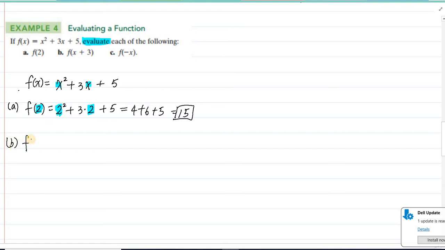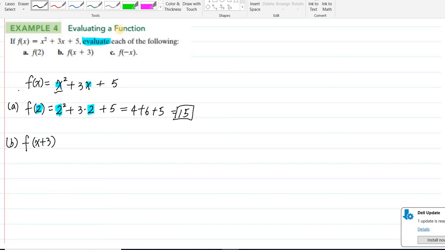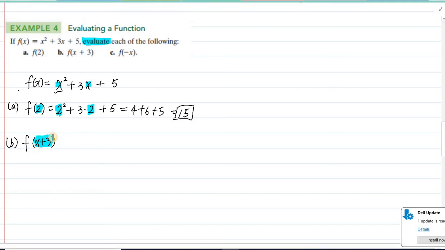Part B, this time we're dealing with f of x plus 3. The concept is exactly the same. This time anytime I see an x right here, I'm going to replace it with x plus 3. Okay, be careful on this. So again, it's the same thing. Whatever's inside the parenthesis, any x you see, you're going to plug this in.